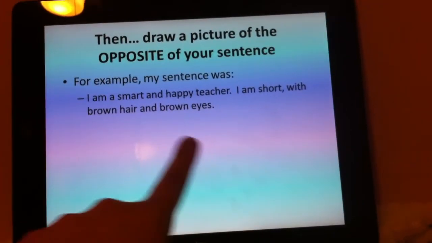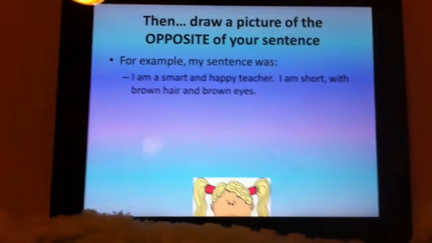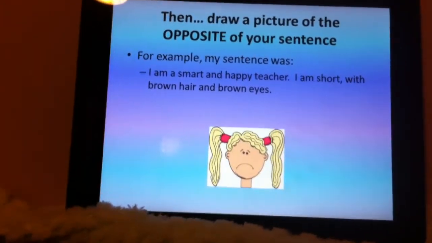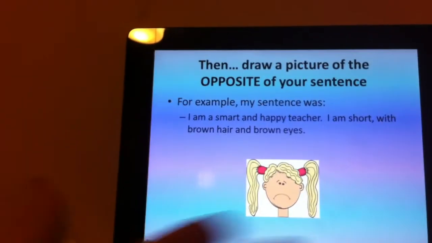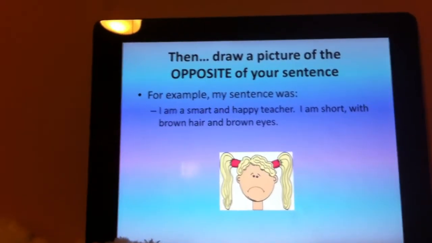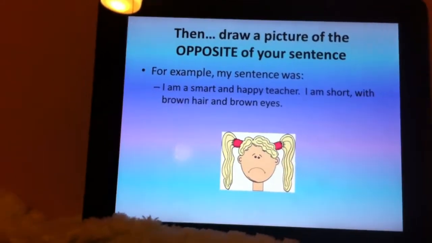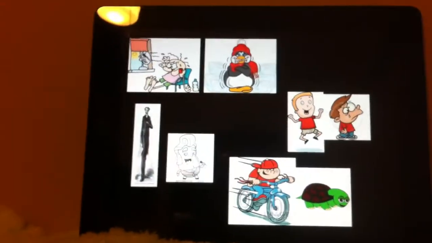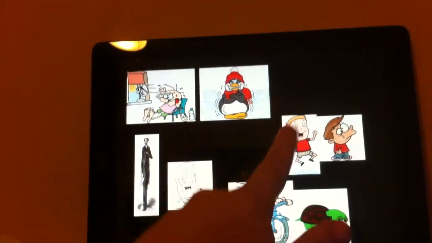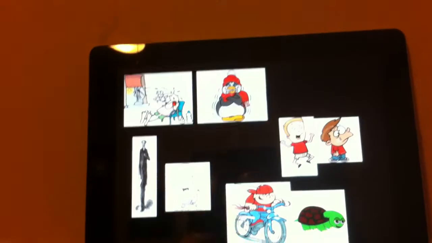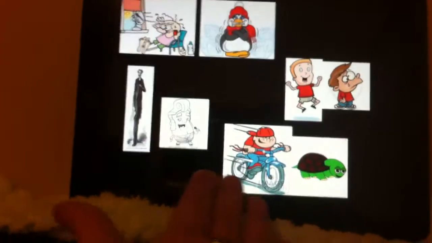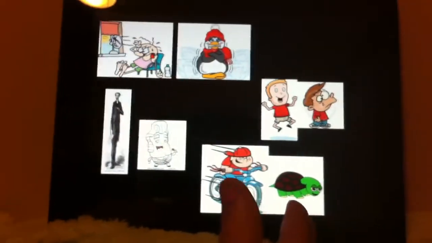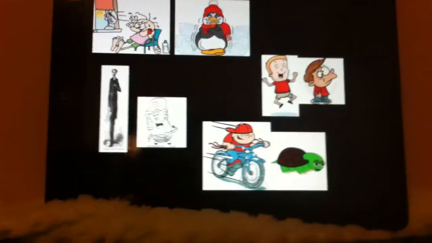So everybody's going to draw a picture describing the opposite of their sentence. So my picture is going to be a sad girl with blonde hair because in my sentence, I was a happy person with brown hair. So that would be the opposites that I chose to draw. So if somebody's going to draw themselves as maybe hot, or they can say they're hot and draw themselves as cold, or happy and then sad, or maybe they say they're a fast runner and then they can draw themselves slow, tall, or short. And of course, I can supply all these pictures for the class as well.